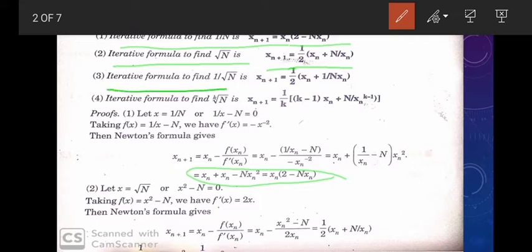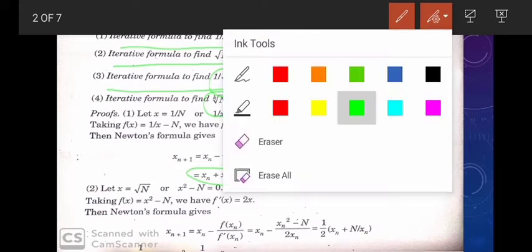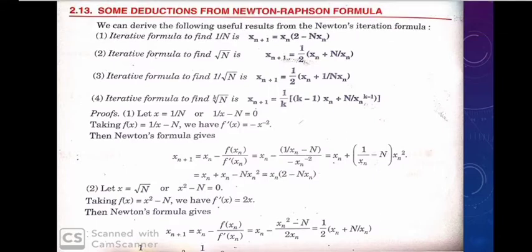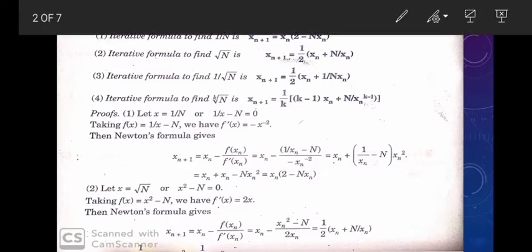Similarly, for the third formula, if a question is of this type, then with the help of this formula we can find it, and if the question is of this type, with the help of this formula we can find the approximate roots. So here is the proof of all these formulas. In this question, it is 1 by N, and 1 by N is x(n+1) = xn, in brackets, 2 minus capital N xn. So we will first prove the first formula.